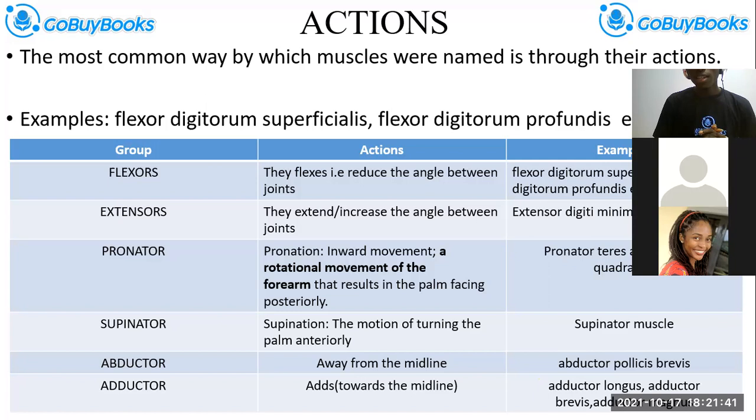So back to our lesson, our session. Flexion reduces the angle between joints. I'm trying to make it as simple as possible. I hope you can see my hand.